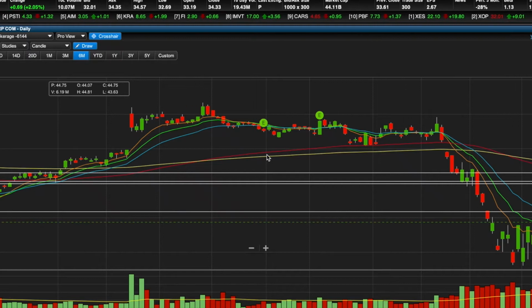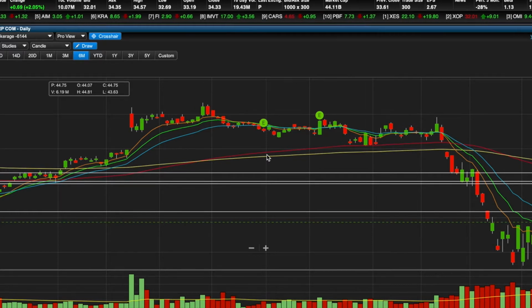I want to talk real quick about some stuff that I've learned about moving averages over the years. You may or may not have heard of this, but if you use 50 and 100 day moving averages, when the long-term moving average is underneath the short-term moving average, it is bullish. When the long-term moving average is over top of the short-term moving average, it is bearish.